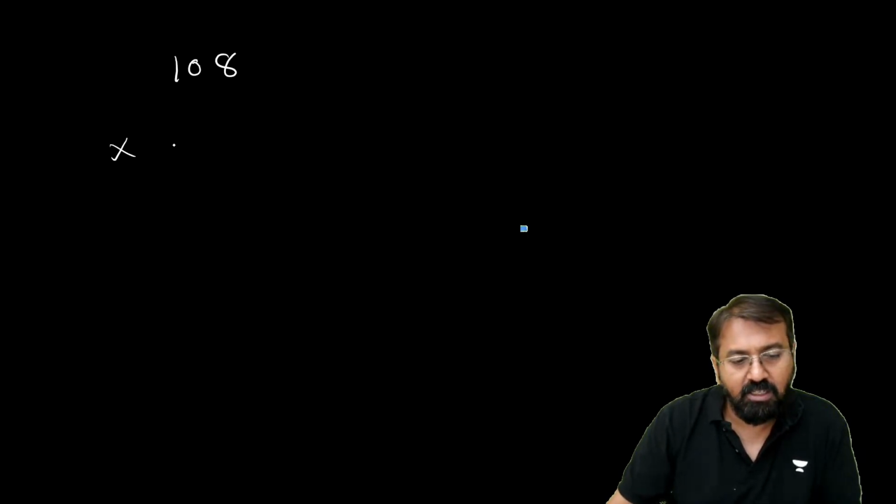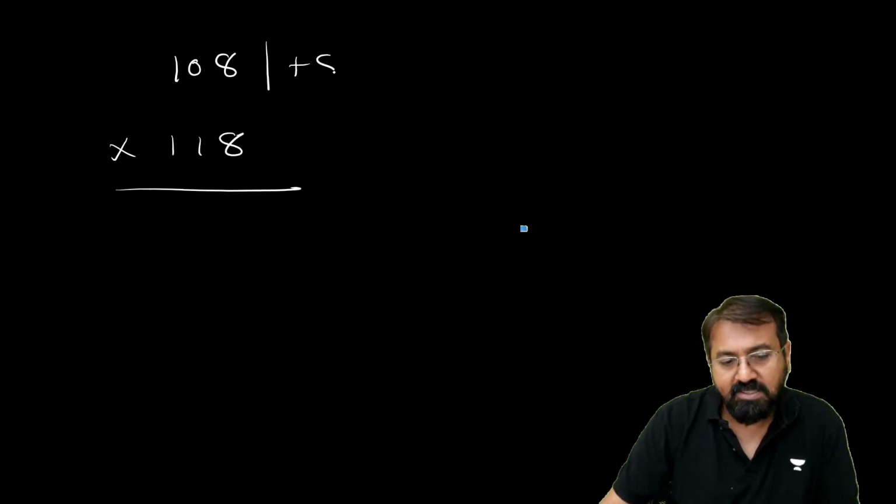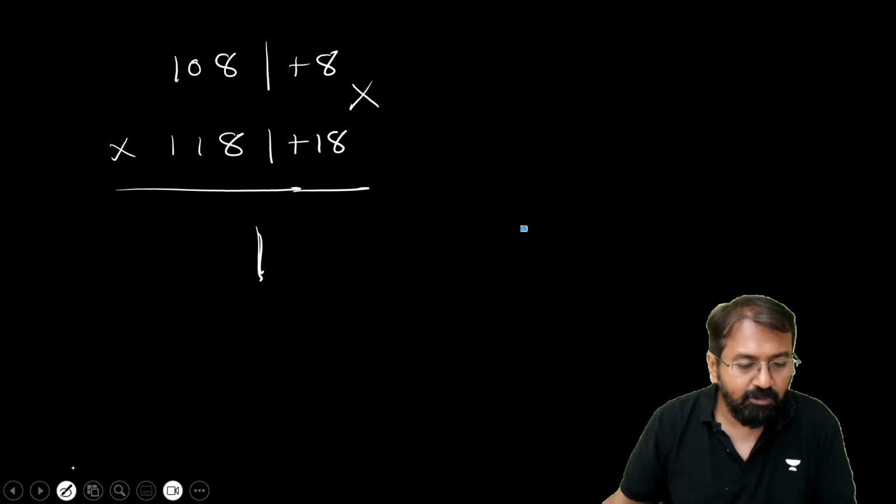108 with 118. So how will we do it? So guys, this is plus 8 and this is plus 18. Correct? Now multiply these two digits. So what will be the result?